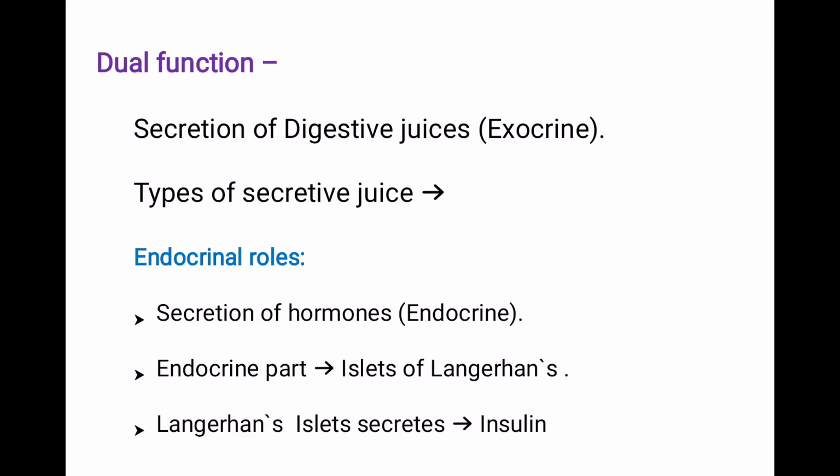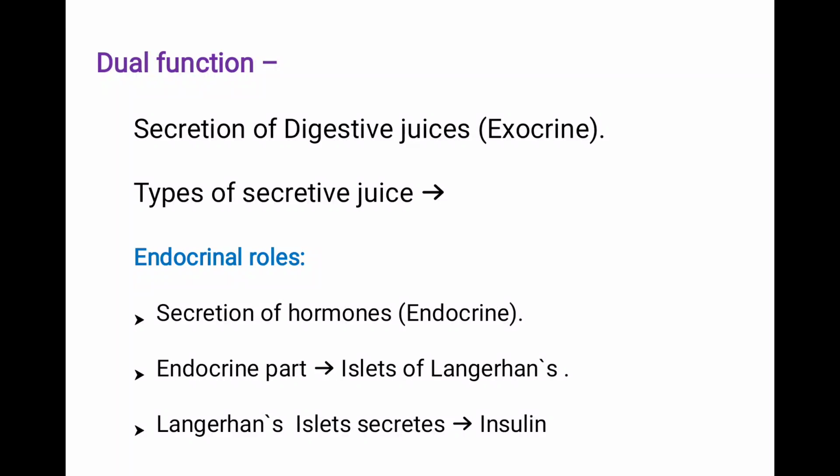The pancreas performs a dual function, that is, the exocrine function as well as the endocrine function. The exocrine part of the pancreas secretes digestive enzymes like pancreatic lipase, pancreatic amylase, and pancreatic juice. So they are involved in digestion.